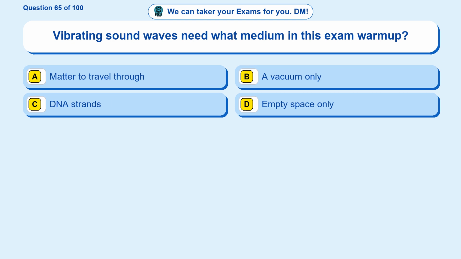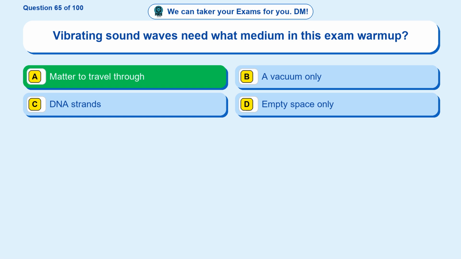Question 65. Vibrating sound waves need what medium in this exam warm-up? Option A, matter to travel through. Option B, a vacuum only. Option C, DNA strands. Option D, empty space only. The correct answer is option A.